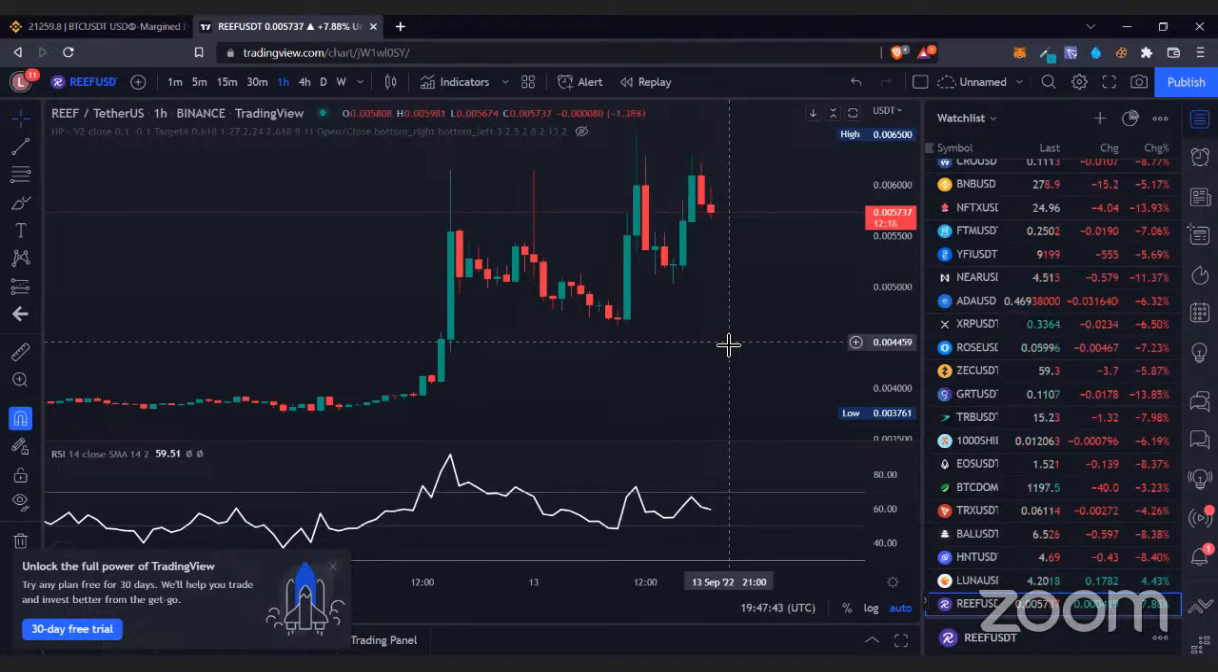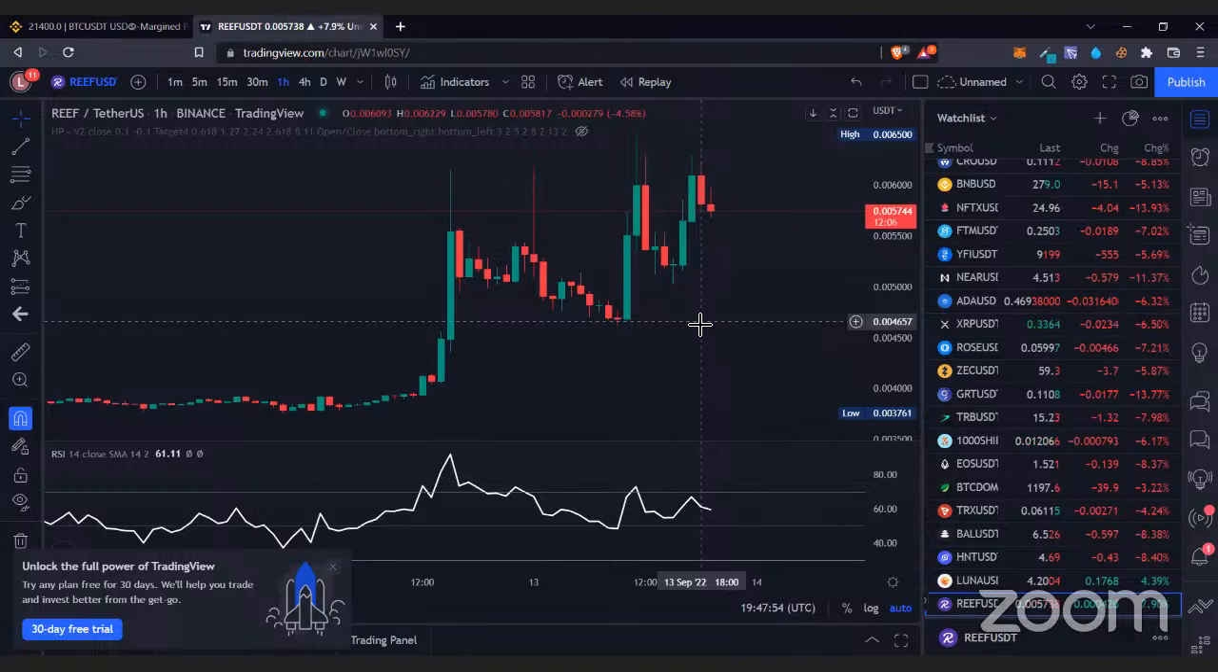All right. But when it's pumping, wait for it to pump to a certain level and then short that coin. You will definitely be making profit when you do it that way. All right. But if for any reason it goes against you and you know you cannot bear it, always put a stop loss. Always put a stop loss.